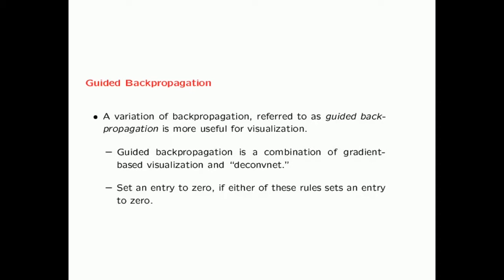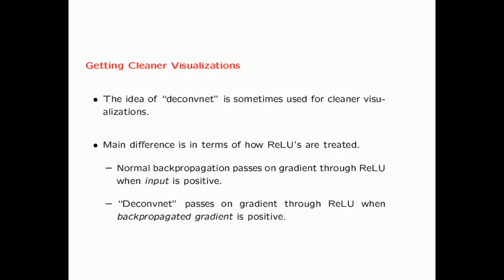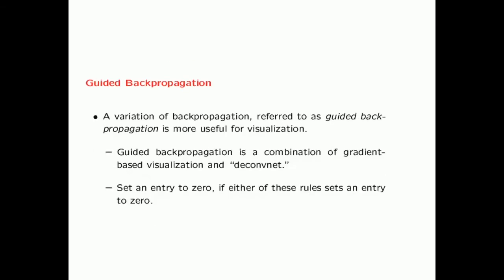So deconvnet varies from traditional backpropagation in terms of how you treat the ReLU, in terms of the rule for setting an entry to 0. The methods have different rules for setting an entry to 0. Traditional backpropagation sets an entry to 0 when the input is negative. Deconvnet sets an entry to 0 during backpropagation if the backpropagated gradient is negative. In guided backpropagation, you set an entry to 0 if either of these two rules sets it to 0. So more entries will be 0 in the case of guided backpropagation.